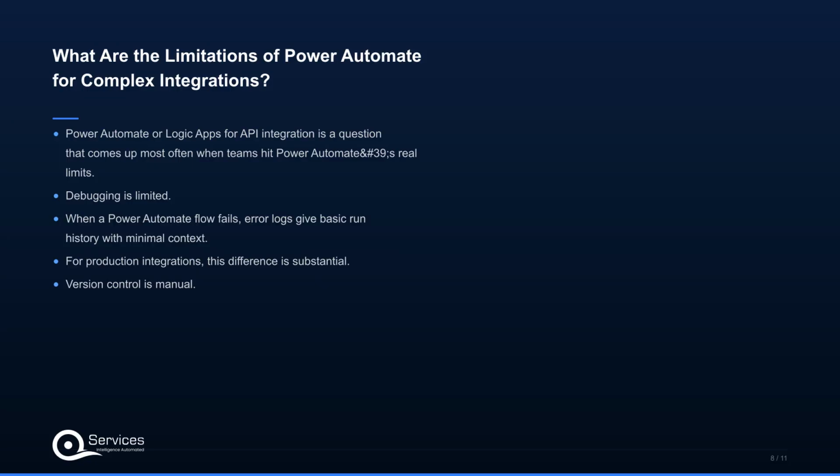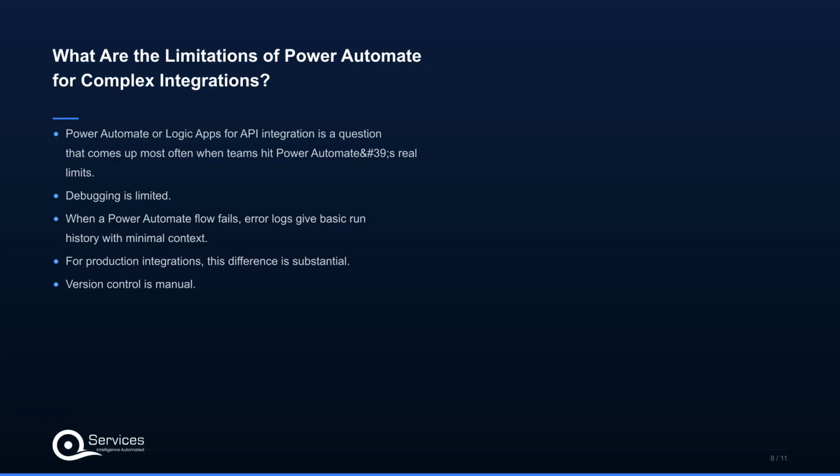Power Automate or Logic Apps for API integration is a question that comes up most often when teams hit Power Automate's real limits. Debugging is limited. When a Power Automate flow fails, error logs give basic run history with minimal context. Logic Apps integrates with Application Insights and gives structured JSON logs, correlation IDs, and the ability to resubmit failed runs from any point in the workflow. For production integrations, this difference is substantial.